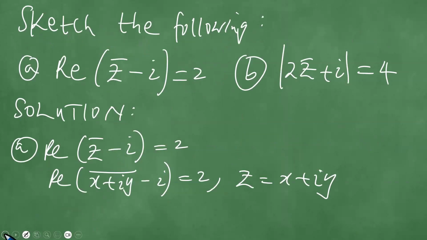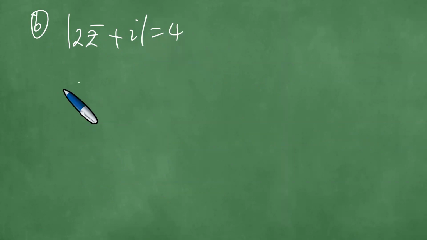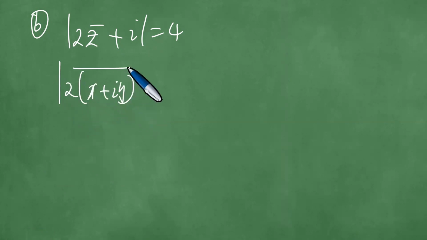But let us look at another sketch. Part B, we want to sketch the modulus of 2 times z bar plus i equals 4. Therefore, this one here is 2 times (x minus iy) plus i.